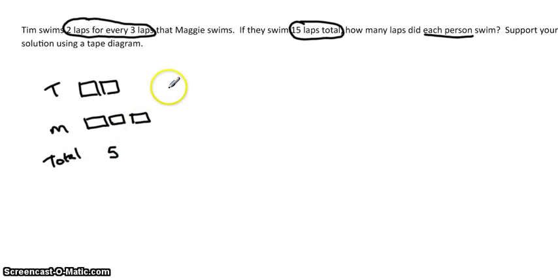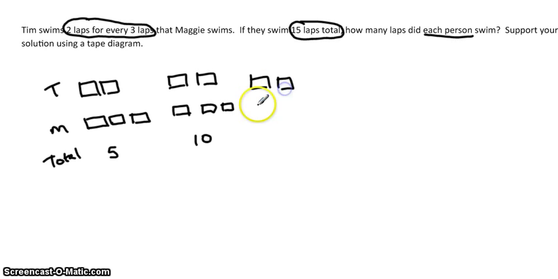Now I have one of 2 ways to do this. I can go ahead and finish my ratio and double it and do 3 here. So now I see that they have 10 laps total, 4 for Tim and 6 for Maggie. And I can do it again and another 3. And so now I see there's 2, 4, 6 for Tim and 3, 6, 9, and there's 15 laps total. So that means that Tim swam 6 laps and Maggie swam 9 laps.